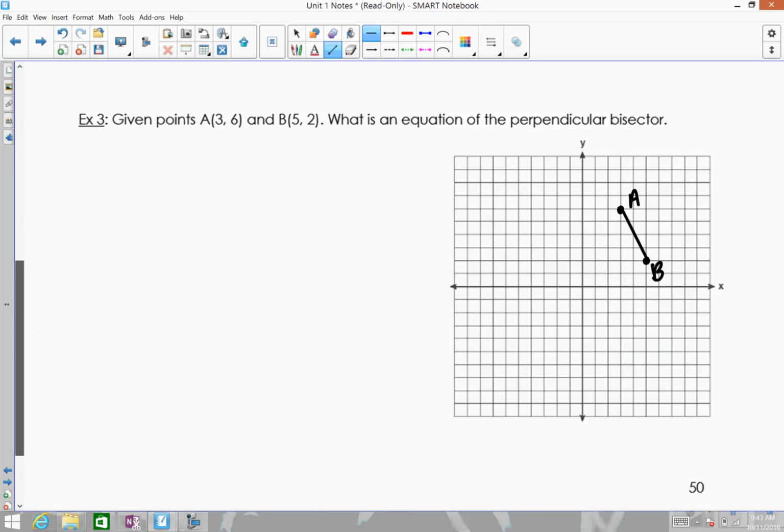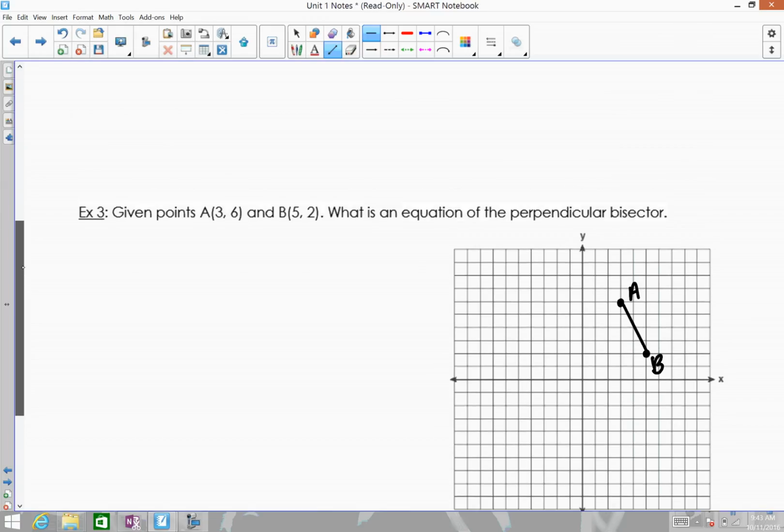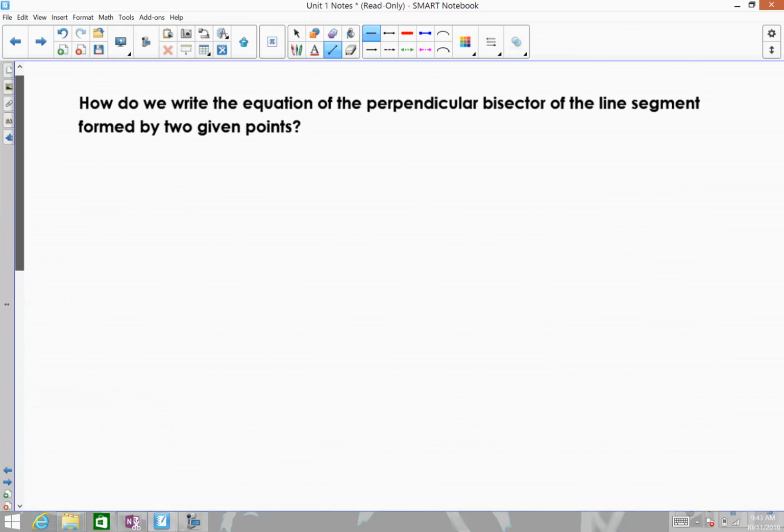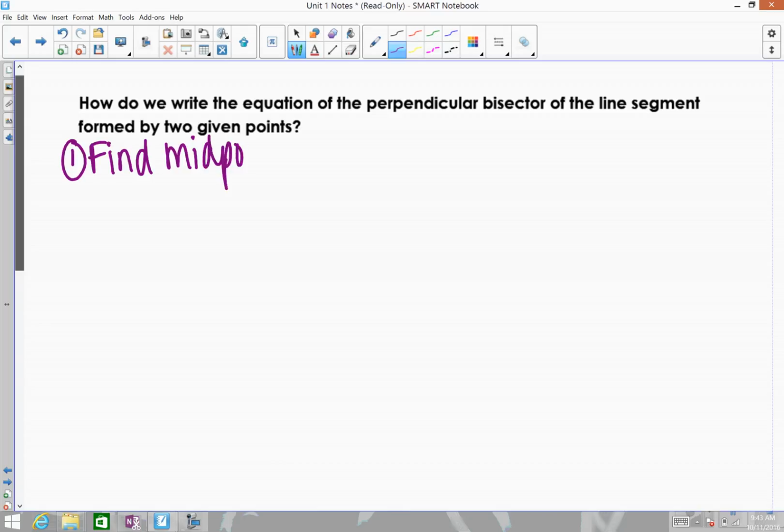So we're going to write the steps that we're going to take up here, and then we'll actually go through and do it. So this is the question: how do you write the equation of a perpendicular bisector formed by 2 given points? The first step is you're going to find the midpoint. That's what we did on the last page. We found the midpoint. You always have to start with finding the midpoint. And you can find the midpoint using the midpoint formula or by counting on the graph.